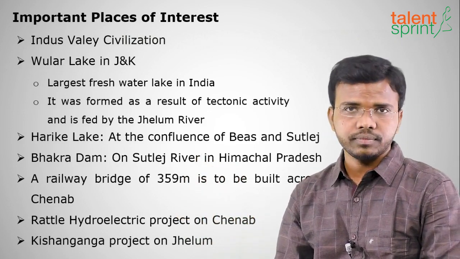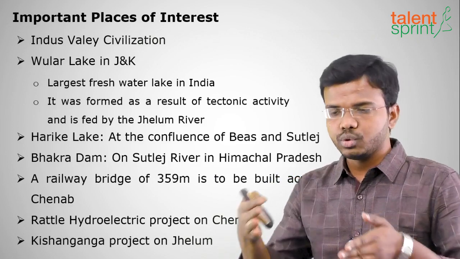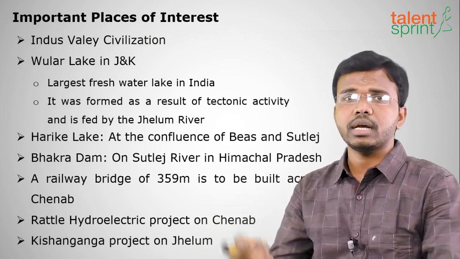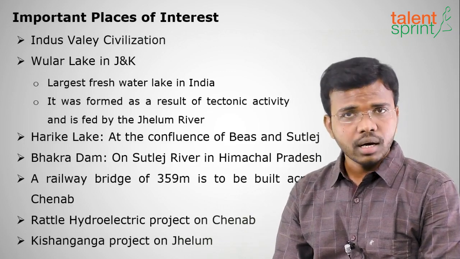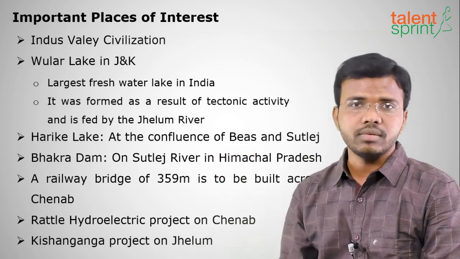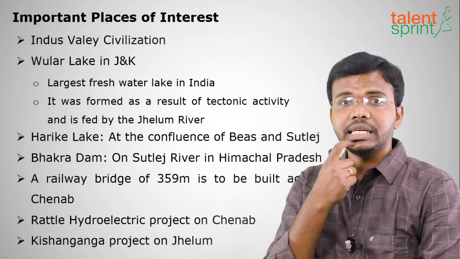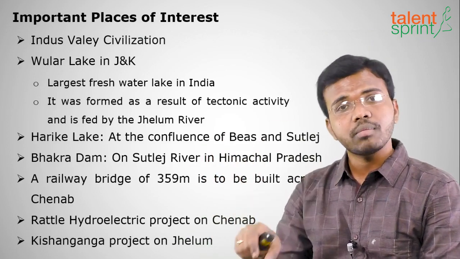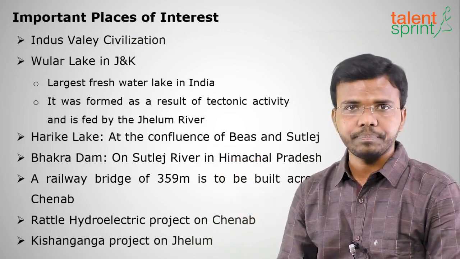And Harike Lake, it is at the confluence of the Beas and Satluj rivers. When the two meet, the Harike Lake forms in Punjab. Next is Bhakra Dam. Bhakra Dam is on the Satluj River. Satluj is a tributary. Satluj also originates near Rakas Lake, near Manasarovar in Tibet. This was a question once in the CGL exam.